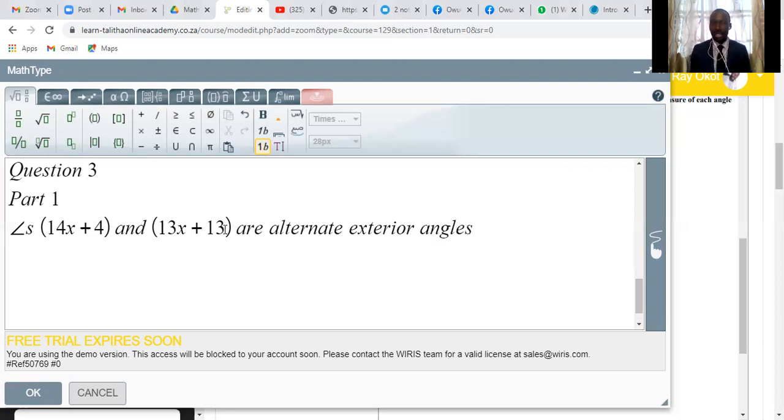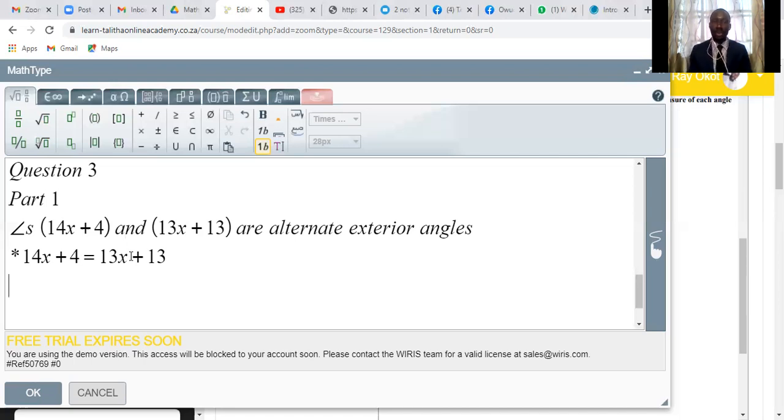Now, because they are alternate exterior angles, the two angles are also equal to each other. We can equate them. That way, we will have 14x plus 14 on one side of the equal sign. On the other side of the equal sign, what do we have? We have 13x plus 13, which we put on the right-hand side. Since the two angles are alternate exterior angles, they are equal to each other.